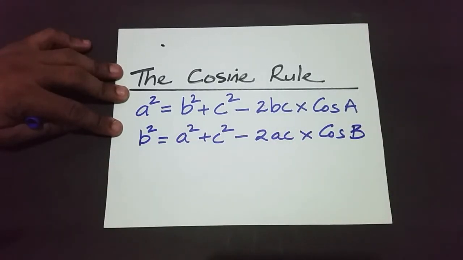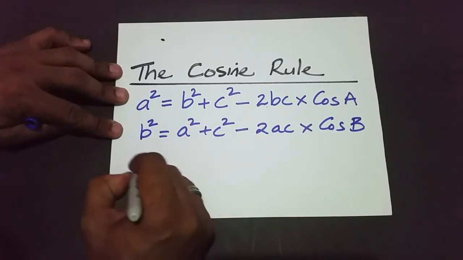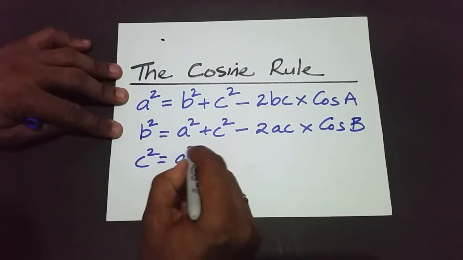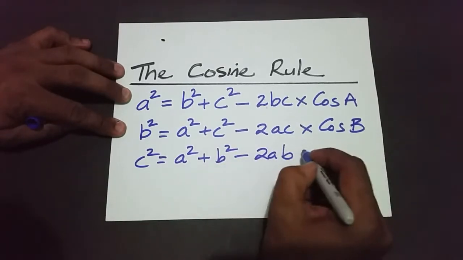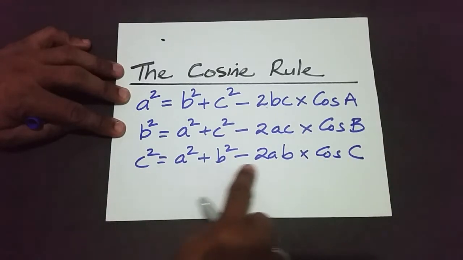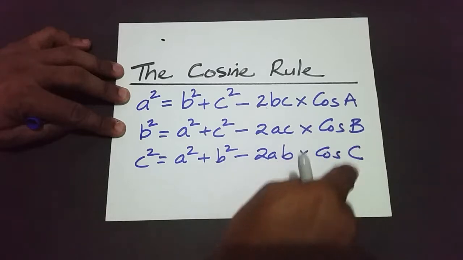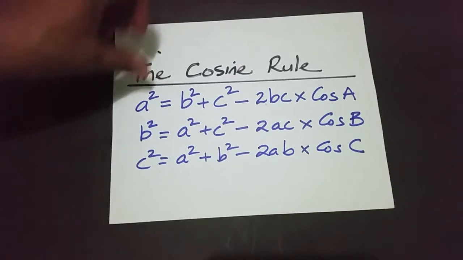So remember, capital letters denote angles and small letters denote lengths of sides. So also I could have written c squared is equal to a squared plus b squared minus 2ab times the cos of big C. So all of these are lengths of sides, and the angle is denoted at the end right there. But as I said before, we only need one formula to tackle answering a particular question. So let's get into it and look at example 1.